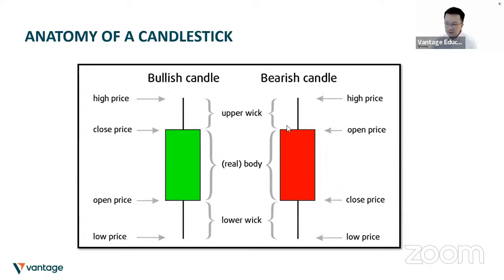On the flip side, we do have the bearish candle, right? With the bearish candle, price opens higher but closes lower. At the close of that interval, it closes lower, right? So in this bearish candle, the upper wick will be the high price, then the open price, the close, and then the lower price.